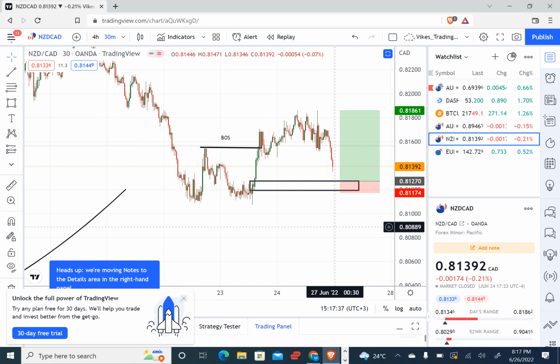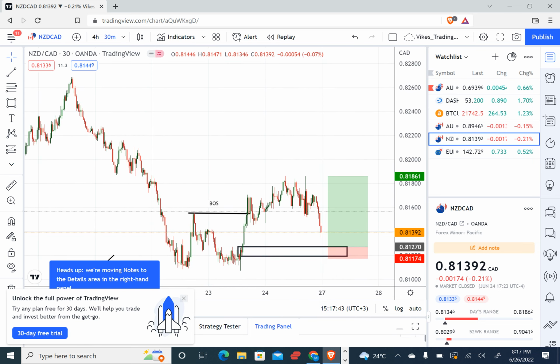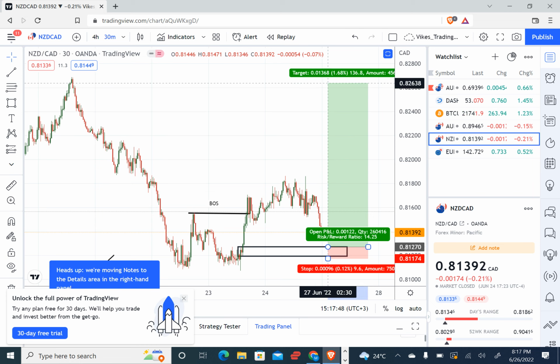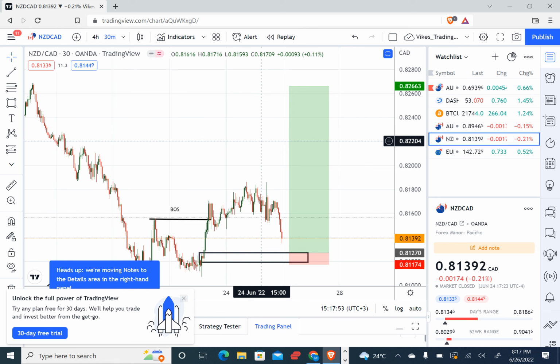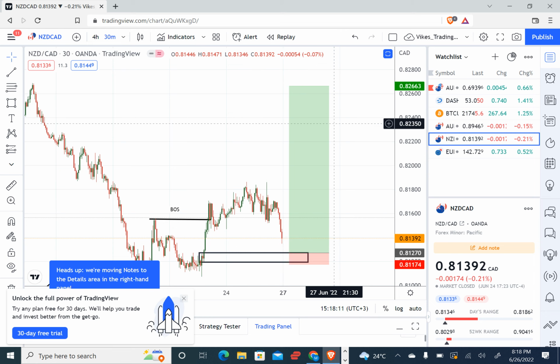The next place I'll be looking to scale out is obviously our main target, which will give us a risk reward of 1:14.5. So we'll be looking at those two setups. So I'll add two positions, one for TP1, second one for TP2. Let's see how the market will play out when it opens. So the other pair that I'll be looking at, I hope you followed.